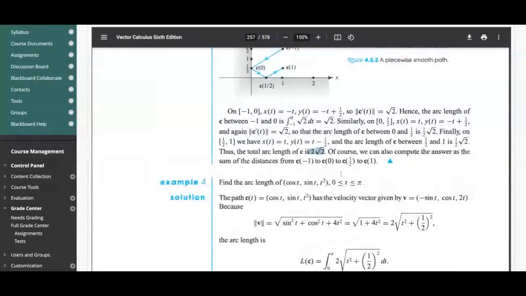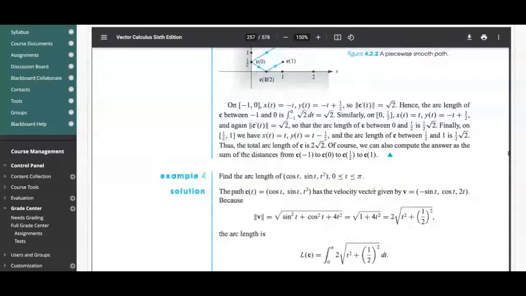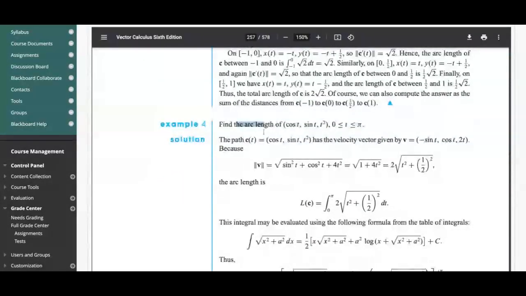So we can just ignore some points, right? Let's see example 4. Find the arc length of cosine t, sine t, t squared, where t goes from 0 to pi.